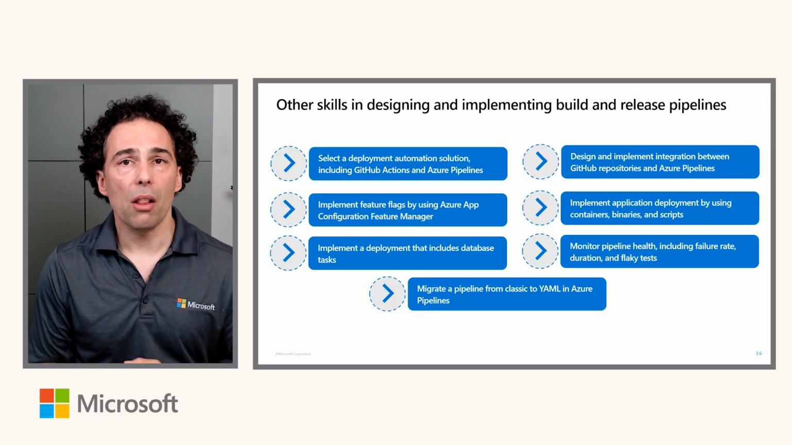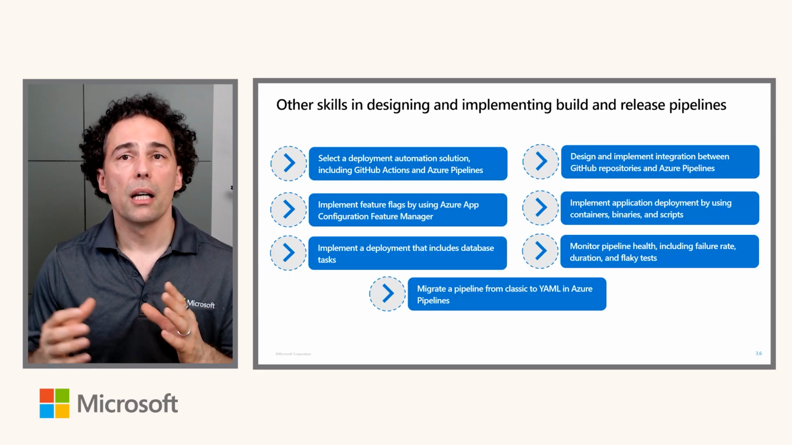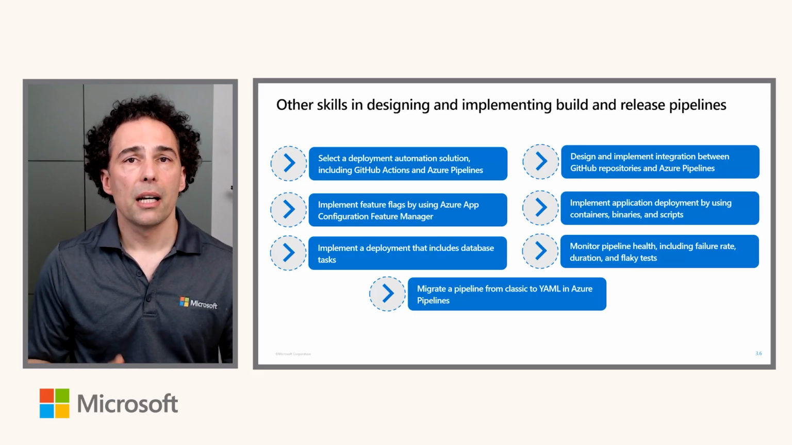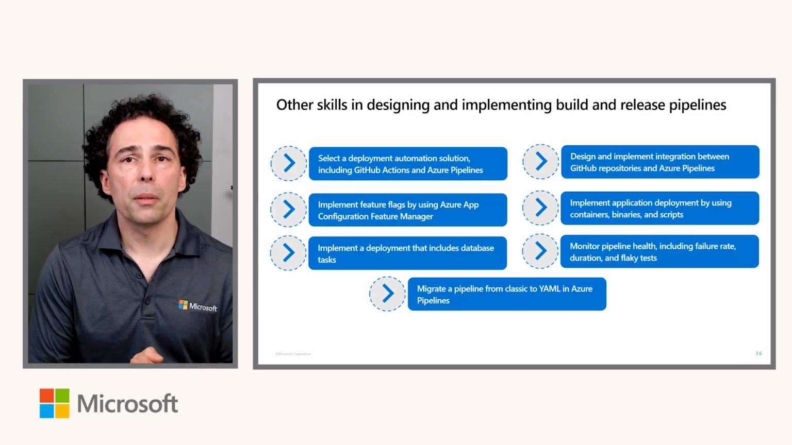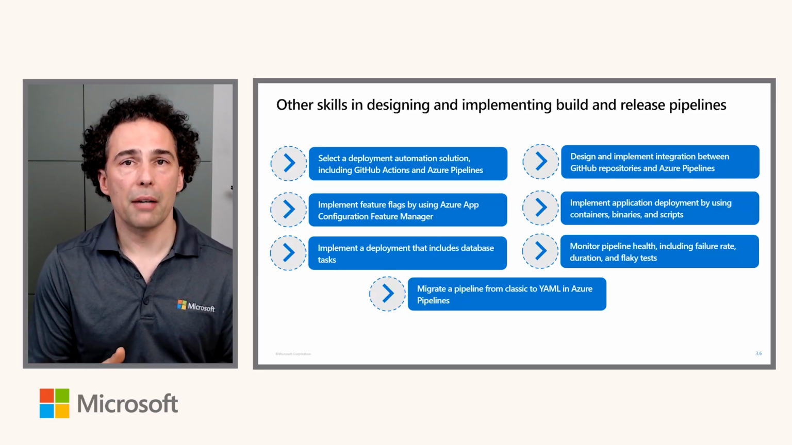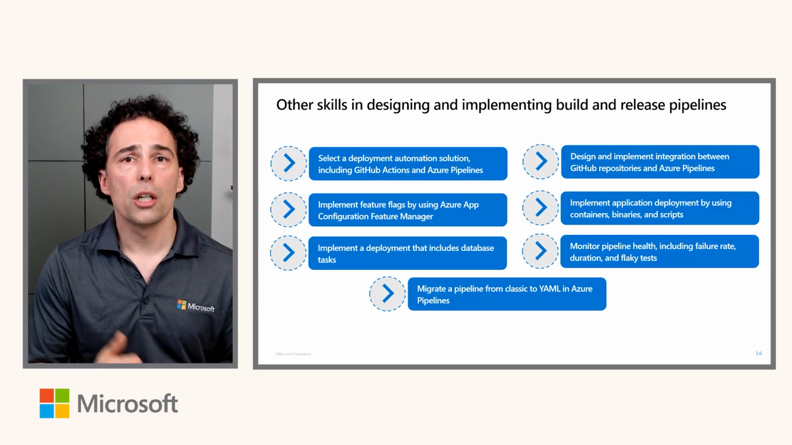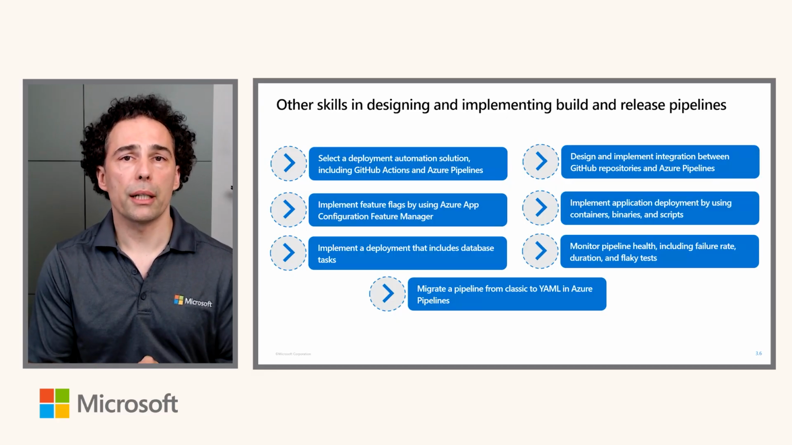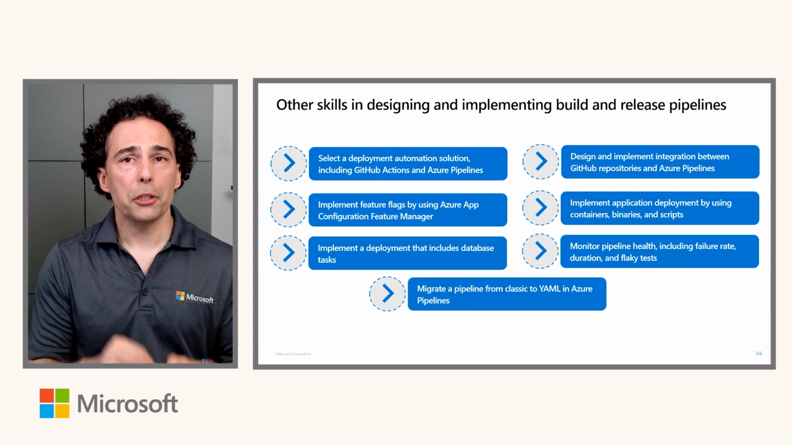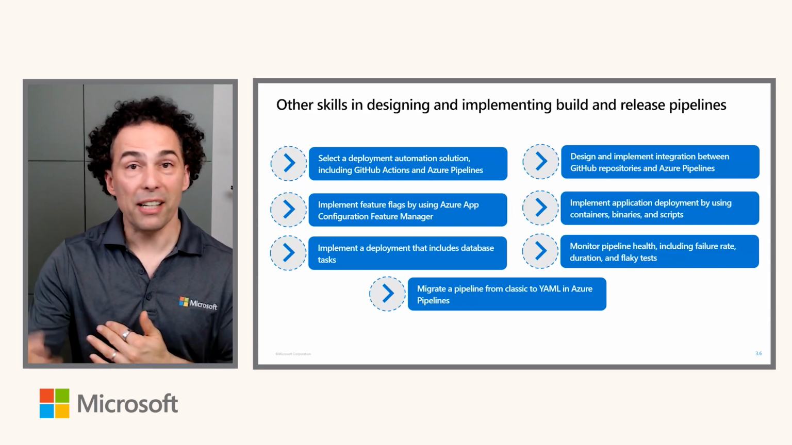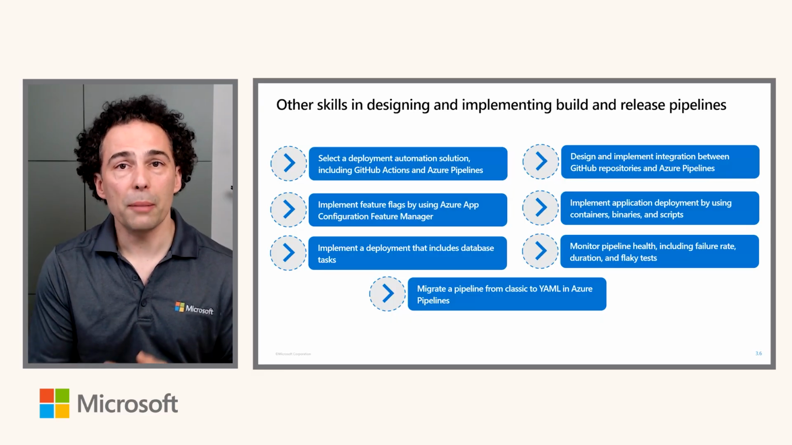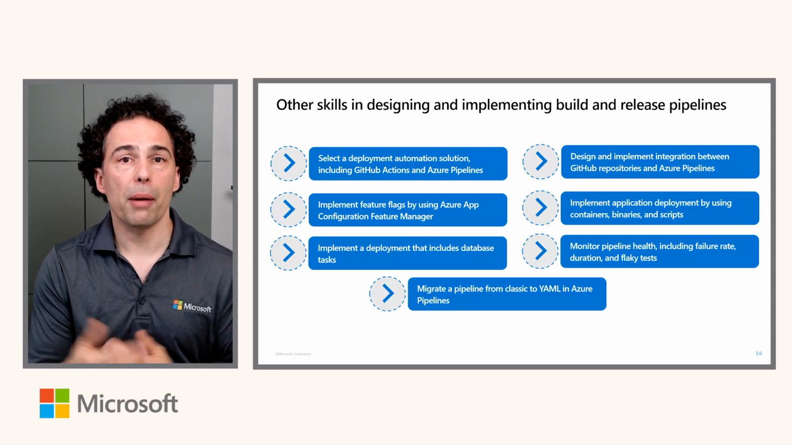Monitor pipeline health, including failure rates, duration, and flaky tests. In this group, stay informed about your process and releases by leveraging release gates, events, subscriptions, notifications, service hooks, and reporting. Also know that actions in Azure DevOps trigger events, and that users can subscribe to these events and get notified by email.